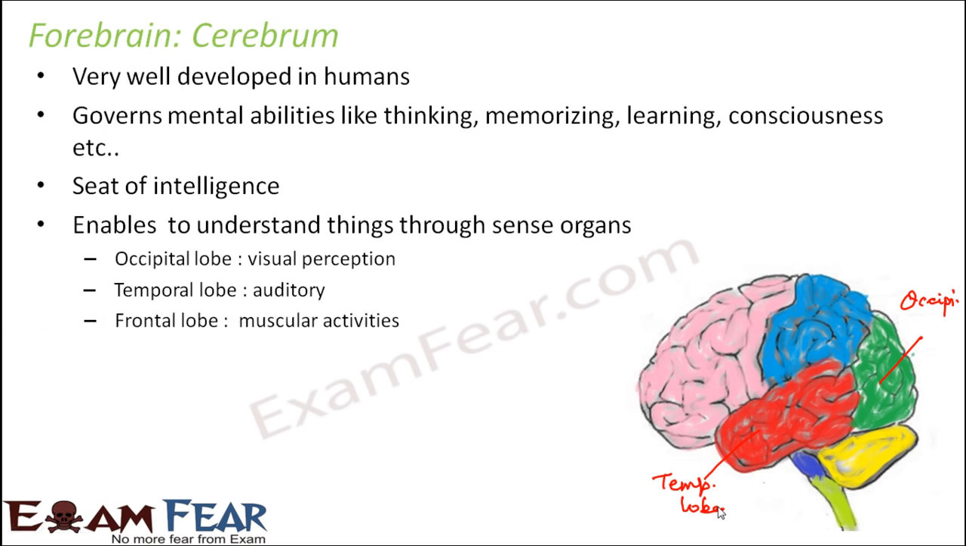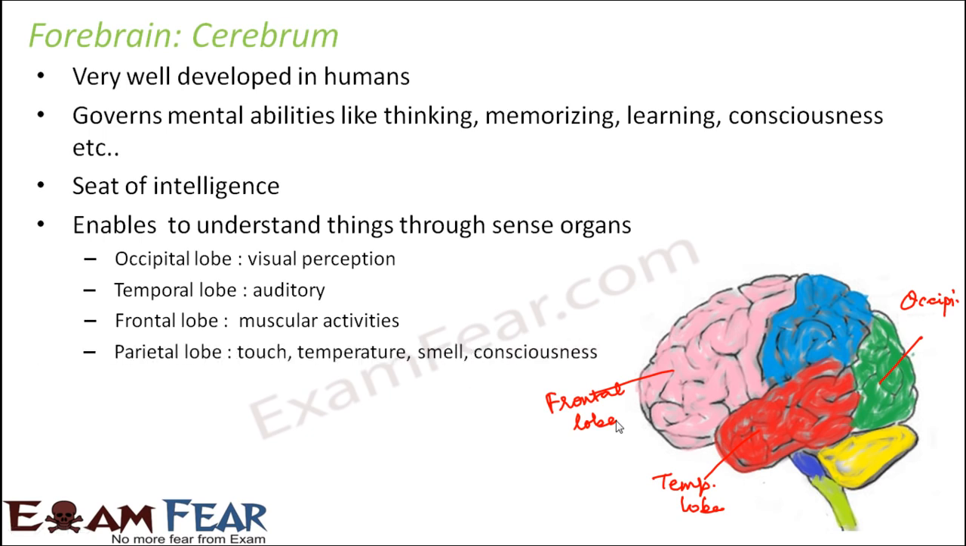Frontal lobe is for all the muscular activities. This portion is the frontal lobe. It is present at the front, where we have our forehead. Basically, the frontal lobe is located there and it controls the muscular activities. For example, you want to move your hands up, you want to move your hands down, you want to do any sort of movement, that is all controlled by the frontal lobe.